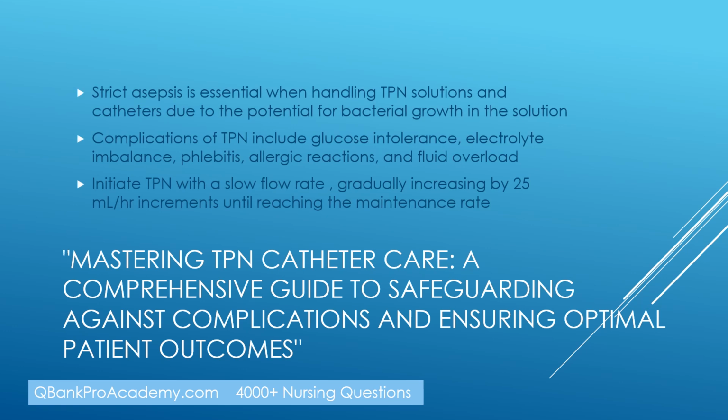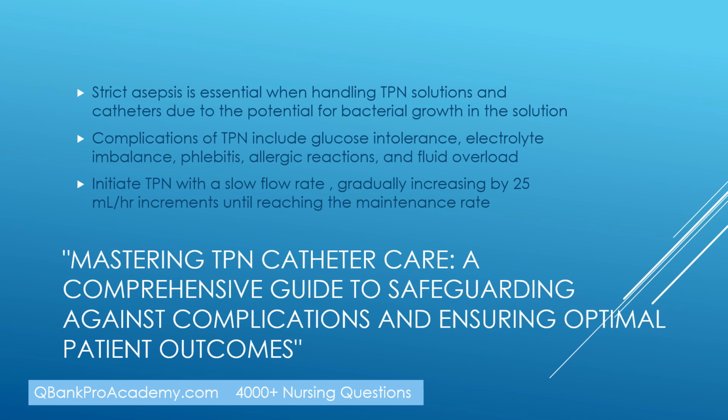Mastering TPN catheter care. A comprehensive guide to safeguarding against complications and ensuring optimal patient outcomes. Strict asepsis is essential when handling TPN solutions and catheters due to the potential for bacterial growth in the solution. Although TPN solutions are prepared in sterile conditions in the pharmacy, infections remain a significant complication. Complications of TPN include glucose intolerance, electrolyte imbalance, phlebitis, allergic reactions, and fluid overload. The port used for TPN should not be utilized for any other solution.